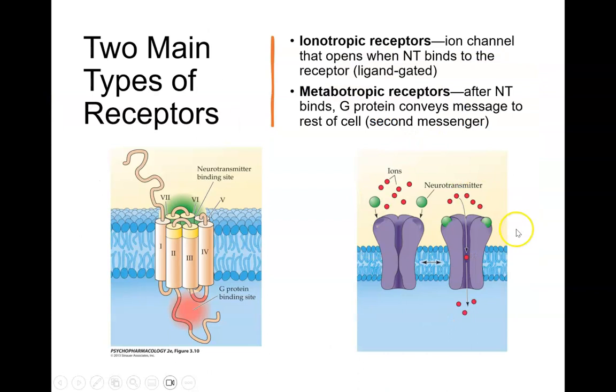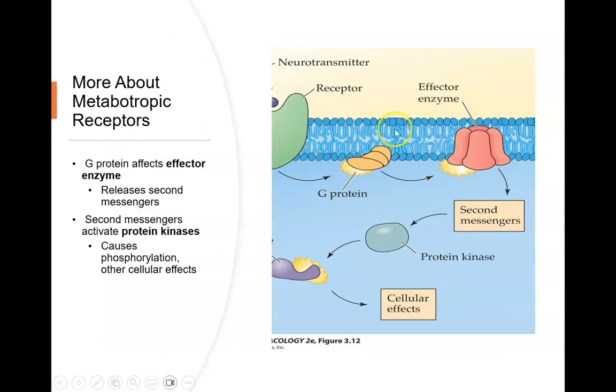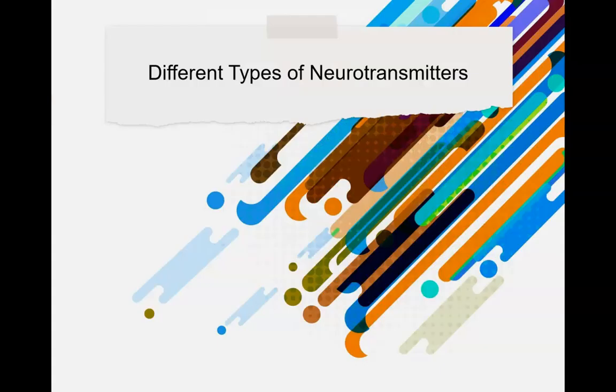So you can see why ionotropic receptors tend to be much faster than metabotropic receptors. You have this whole cascade of effects: stimulating a G protein, which activates an effector enzyme, which releases a second messenger, which activates a protein kinase, which engages in a variety of different cellular effects. So you can see why metabotropic receptors tend to be a little bit more slowly acting.